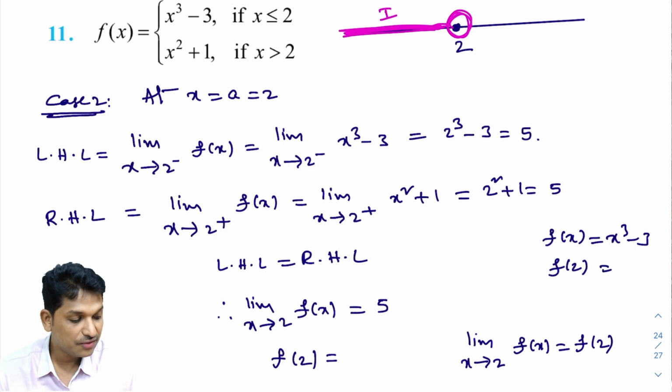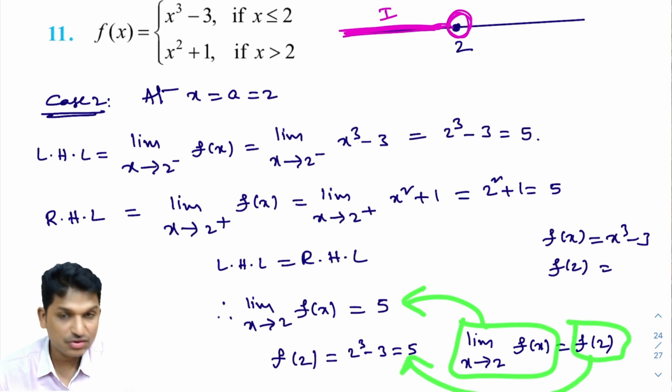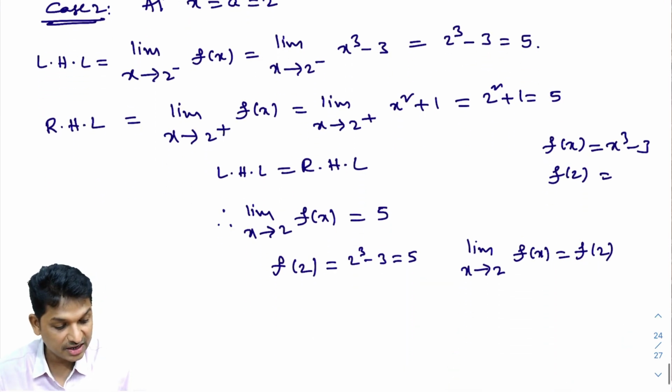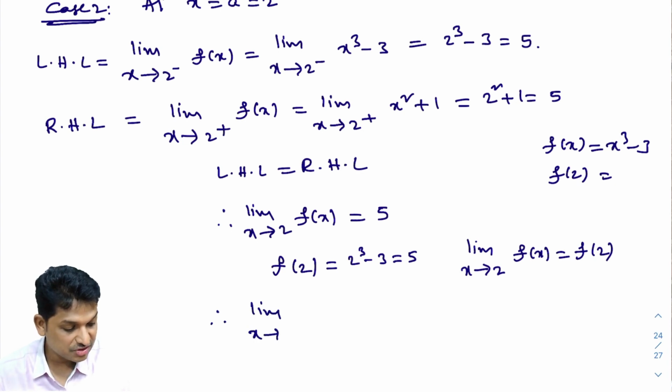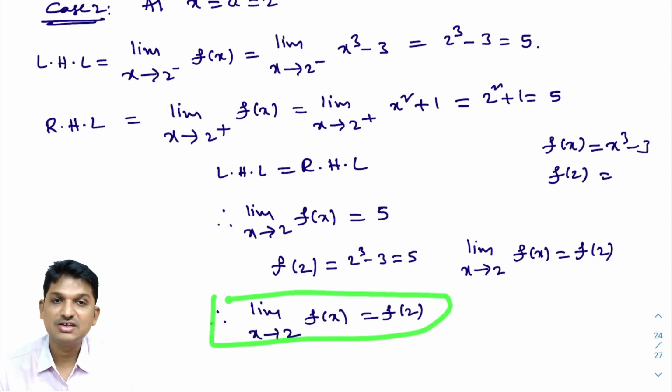What is f of 2? F of 2 is 2 cube minus 3, that is 8 minus 3. 8 minus 3 is 5. So I calculated this, I got 5. So what can I conclude? I will conclude here: therefore, limit x approaches 2 of f of x equals f of 2. When I got this, what can I say? I can say that f of x is continuous at x equal to 2.